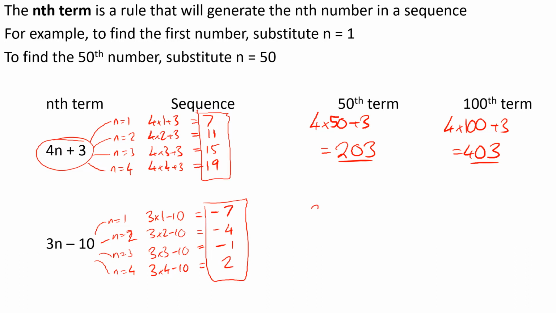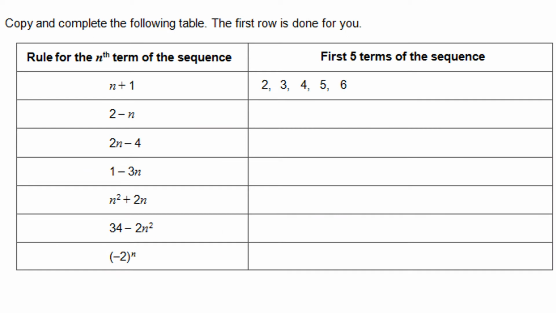50th term, well, we go 3 times 50 minus 10. And we get ourselves out of that 150 minus 10, so 140. If we wanted the 100th term, we go 3 times 100 minus 10. And we get ourselves 290. And hopefully all that is seeming quite repetitive now. If you want to find something within a sequence and you have the nth term, then you just sub a value in.